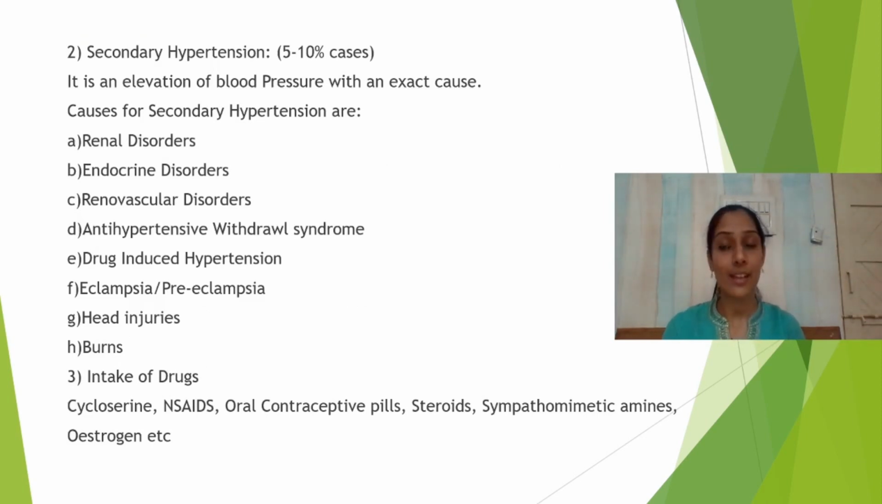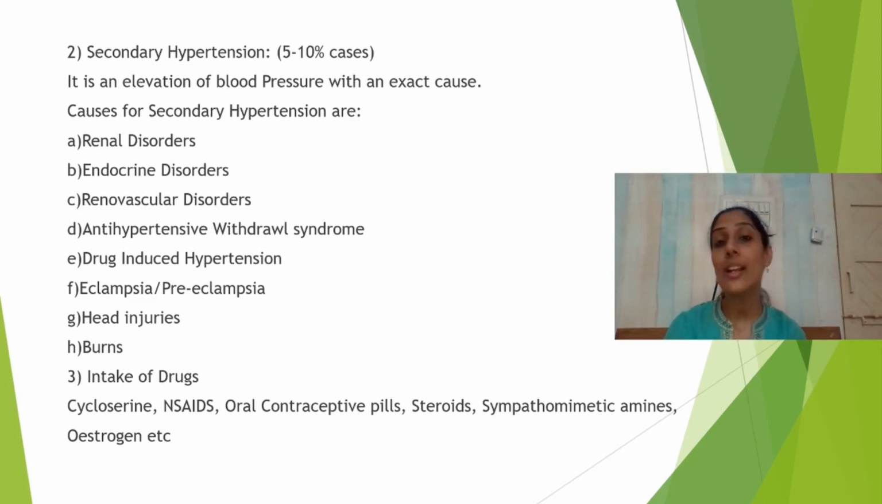Now next is secondary hypertension. It is elevated blood pressure with an identifiable cause, while in primary hypertension the cause was unidentifiable. The causes of secondary hypertension can be renal disorders, endocrine disorders, renovascular disorders, antihypertensive withdrawal syndrome, then drug-induced hypertension, eclampsia or preeclampsia, meaning pregnancy-induced hypertension, then head injuries, burns, and intake of drugs.